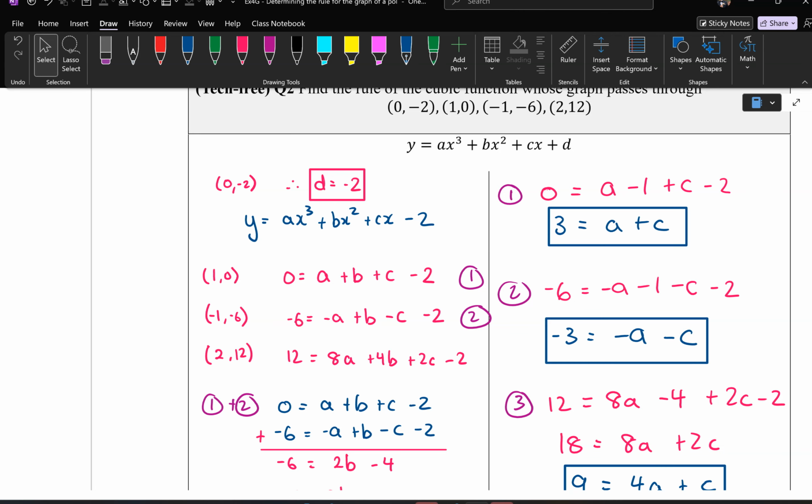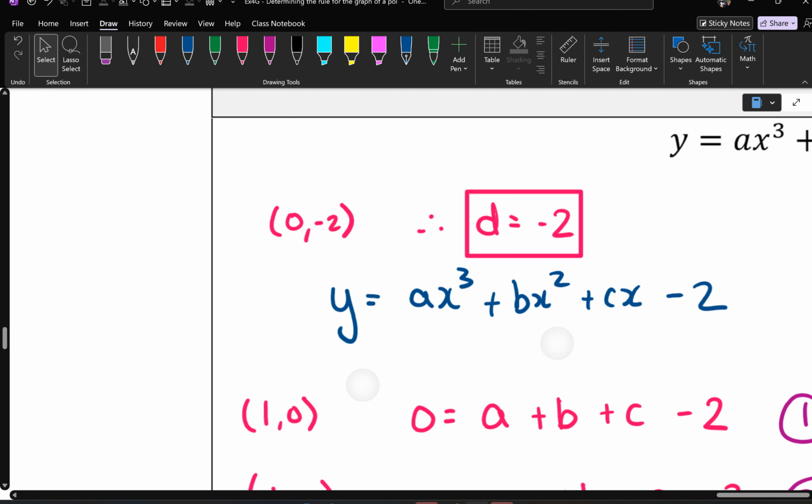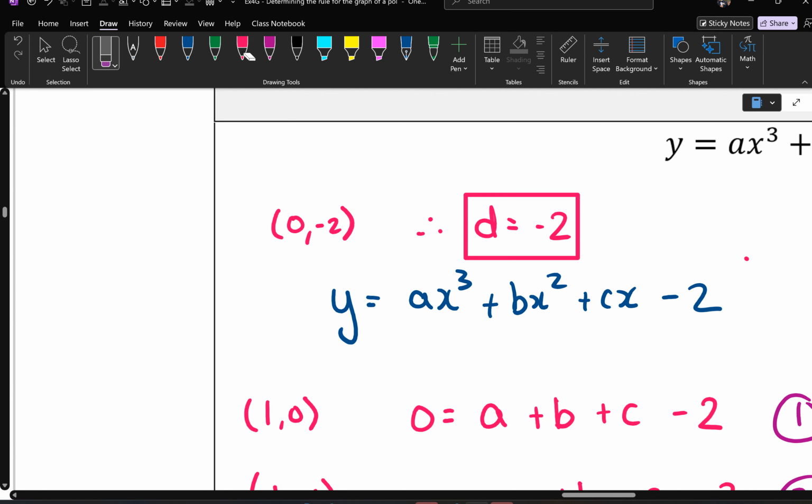Everyone should be able to get the first one. d equals -2, just from substituting 0, -2 in. So everyone should know that d is equal to -2 there. So that's what I did over here.